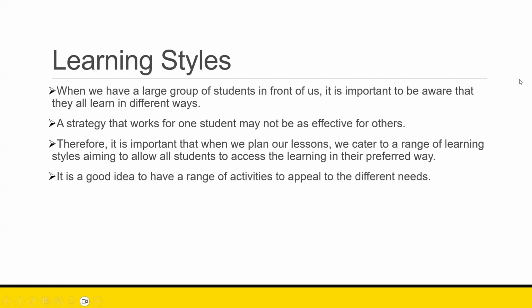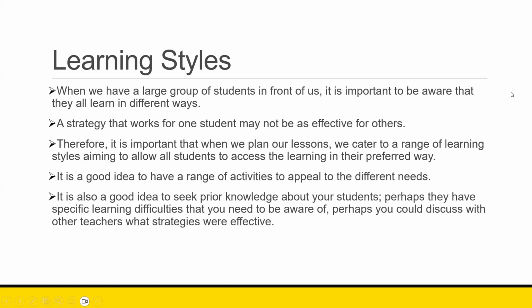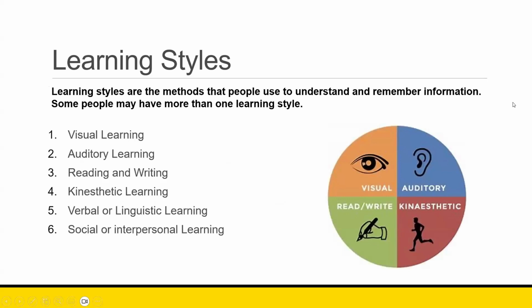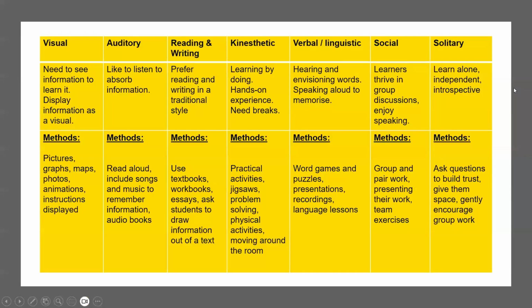So we have various forms of learning style. We have the visual learning, auditory learning, reading and writing learning, kinesthetic learning, verbal or linguistic learning, social or interpersonal learning, solitary or intrapersonal learning. They vary across different approaches. The visual learners need to see information so as to grasp the concept. The auditory wants to listen to absorb the information.